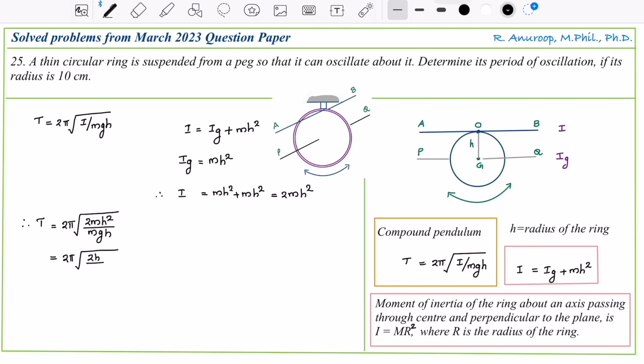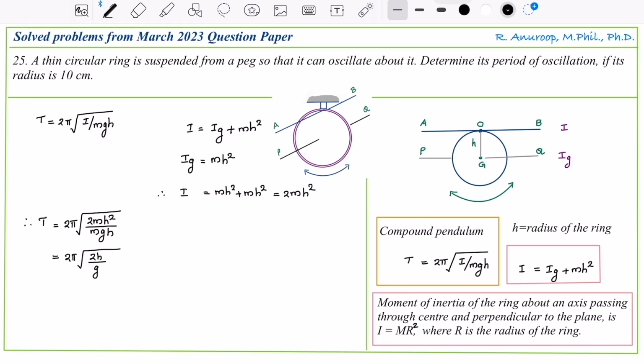2h by g. This is the expression for the period of oscillation when a thin circular ring is suspended from a peg. T is equal to 2 pi into root of 2h by g, where h is the radius of the ring.